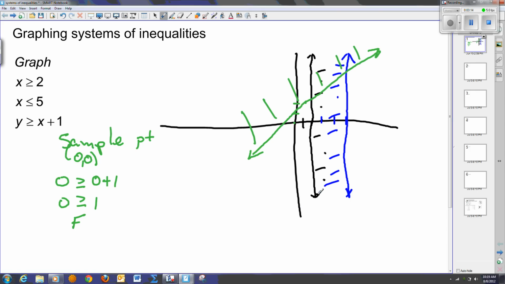Now I look at what I have left. I have 3 lines and 3 shaded regions, and the region in which all inequalities are satisfied is the triple shaded region. So that's the region up here, and any point in this region is a solution for this system. Let's move on.